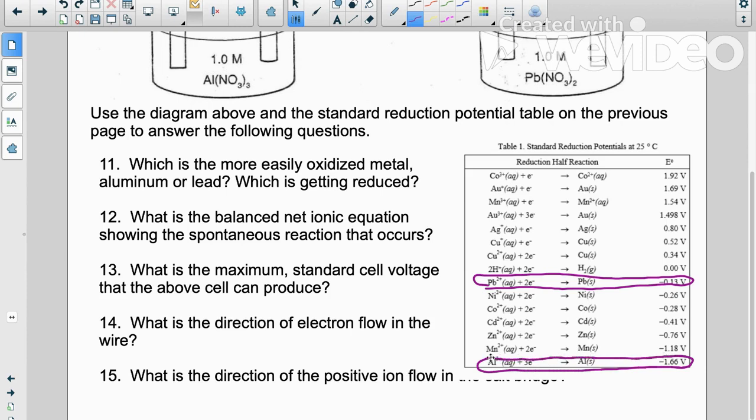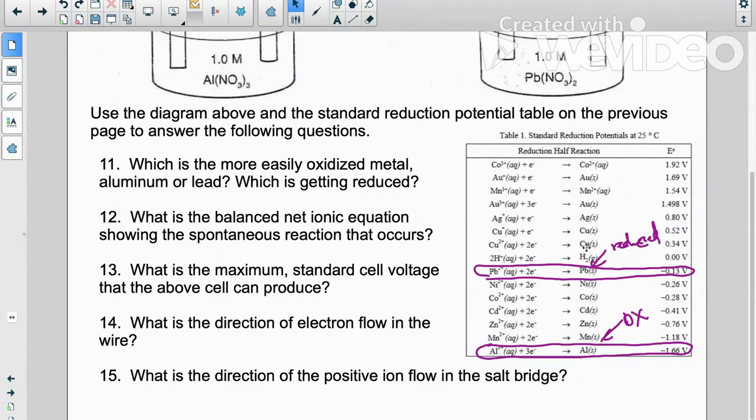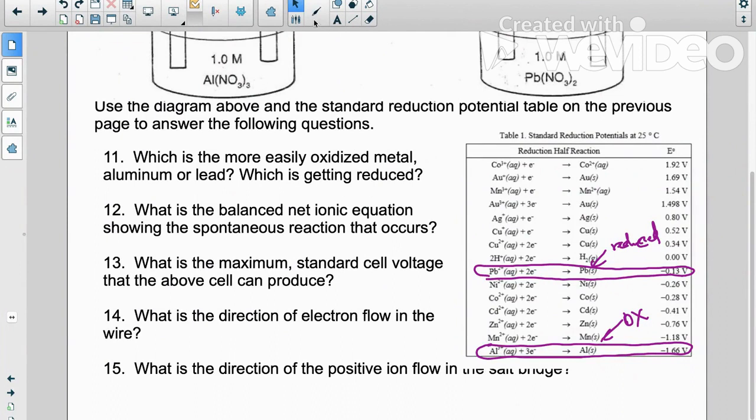And then I look, which one's more positive? Okay, the lead is more positive. This is going to get reduced. Okay, the lead will be reduced. The aluminum will get oxidized. So which is the more easily oxidized metal? That would be the aluminum. And which is getting reduced? That's going to be our lead.